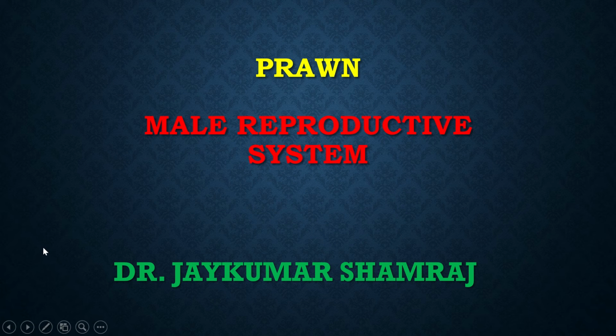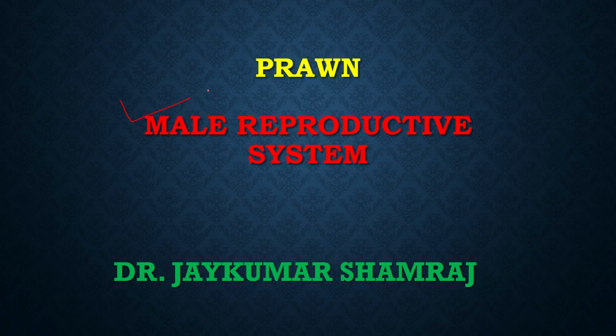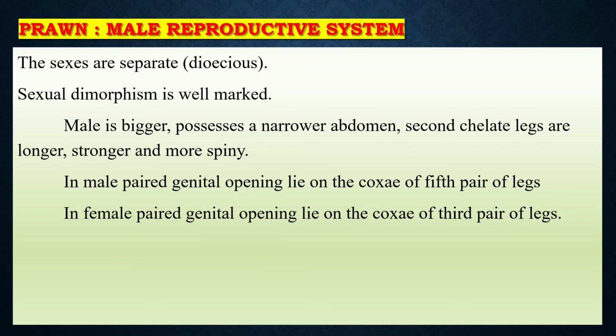So we are going to discuss the male reproductive system of the prawn. In the prawn, the sexes are separate, that is, the dioecious condition is found, and sexual dimorphism is well marked.